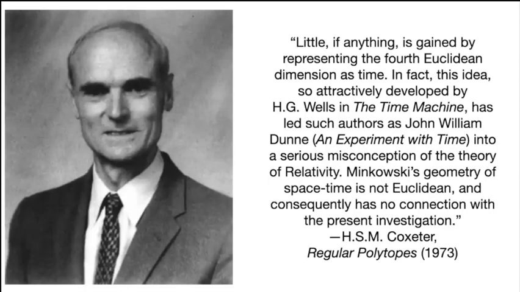I will point out here that even if you're talking about Minkowski, three dimensions of space and one dimension of time isn't Euclidean space. It's more complicated than that. So Coxeter, who is a famous geometer, was writing this book about regular polytopes, and he warned the readers about this. He said, "Little, if anything, is gained by representing the fourth Euclidean dimension as time. In fact, this idea so attractively developed by H.G. Wells in The Time Machine has led such authors as John William Dunn into serious misconception of the theory of relativity. Minkowski's geometry of space-time is not Euclidean, and consequently has no connection to the present investigation." So all this is to say, we can view time as a fourth dimension, but it's not the fourth dimension. And even if you think of it as the fourth dimension, the physics of it is more complicated.